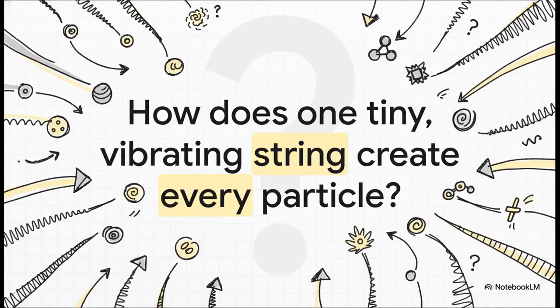That's the billion-dollar question, right? How can one thing be the source of all this variety? You've got an electron over here, a photon over there, a quark somewhere else. How? It sounds kind of impossible, but string theory offers an answer that's both mind-bendingly complex and just beautifully simple at the same time.